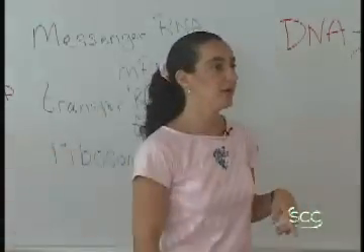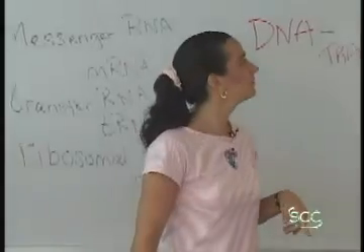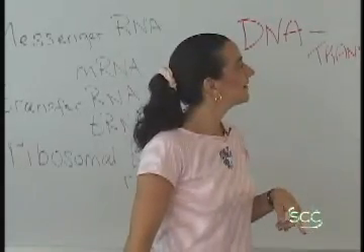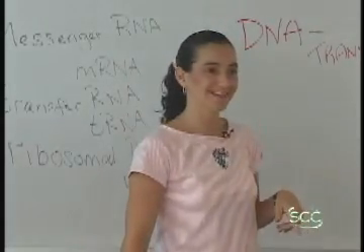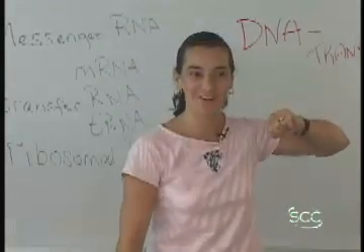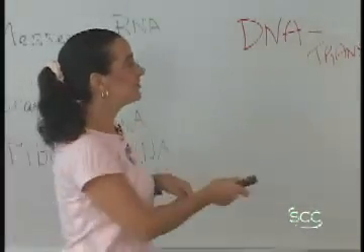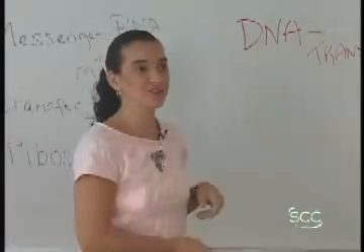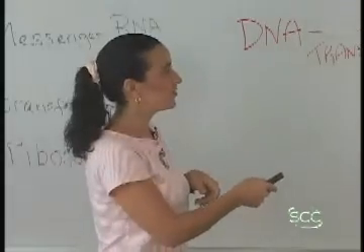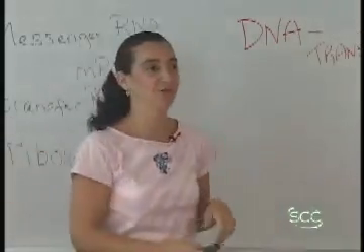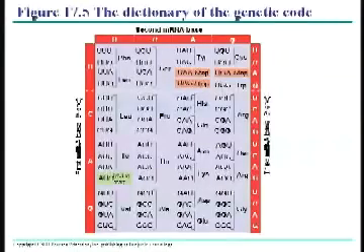UAG, University of... No, that's UGA. See? That's UGA. That's another stop codon, though. Okay? We have UGA, University of Georgia Athens. We have UAG, which is what's up here, University of Athens, Georgia, Atlanta, Georgia. And UAA, University of Anchorage, Alaska. You know, something like that.